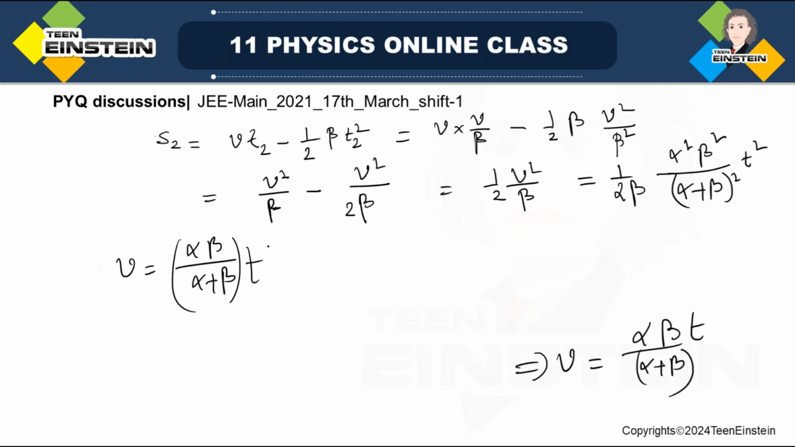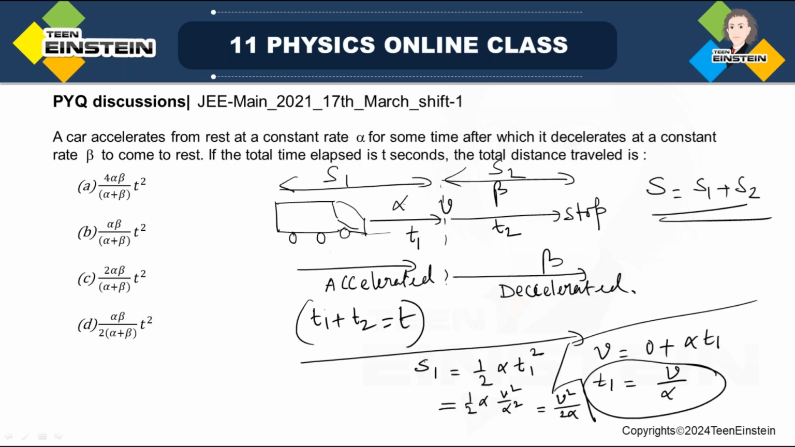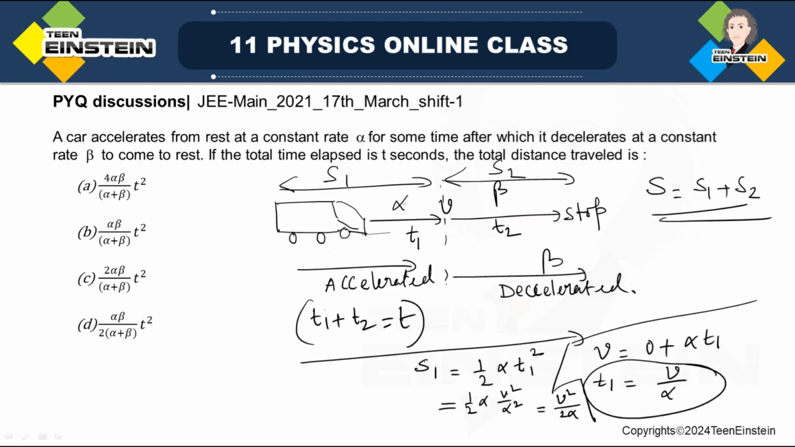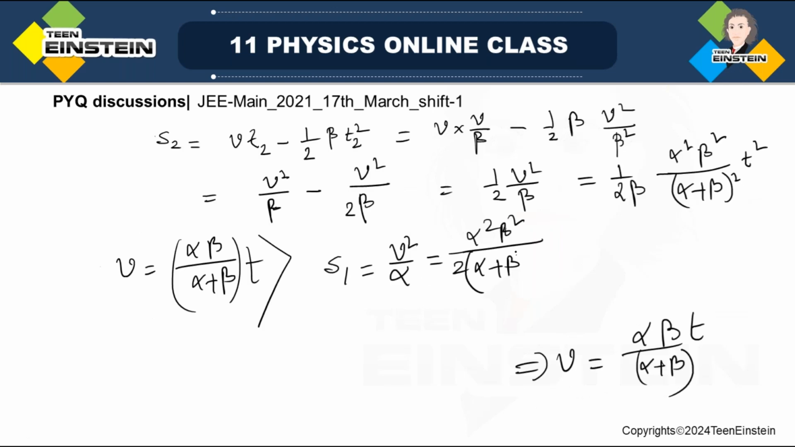Then s1 we have found out as v square by 2 alpha. I'll put the value of v, that is alpha square beta square divided by alpha plus beta whole square. Here I think there was 2, yes, there will be 2: v square by 2 alpha, so this is square and t square. Fine.